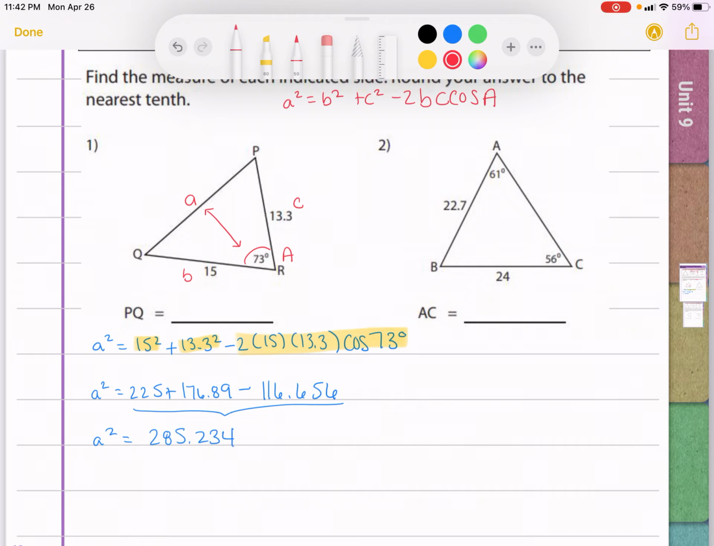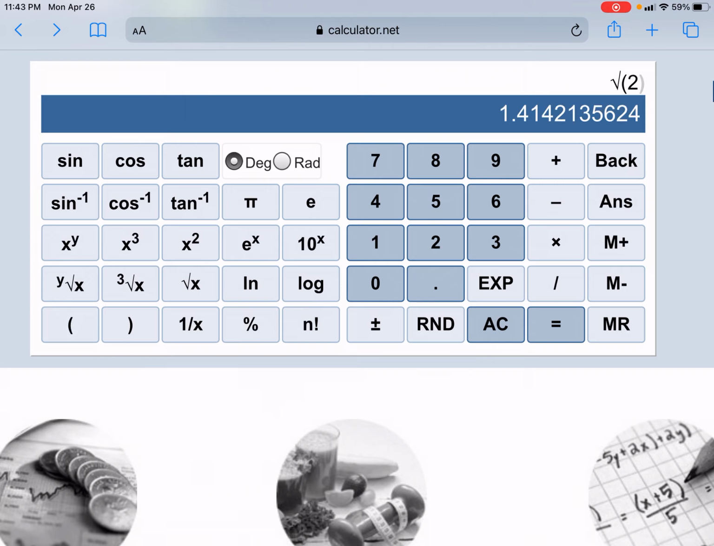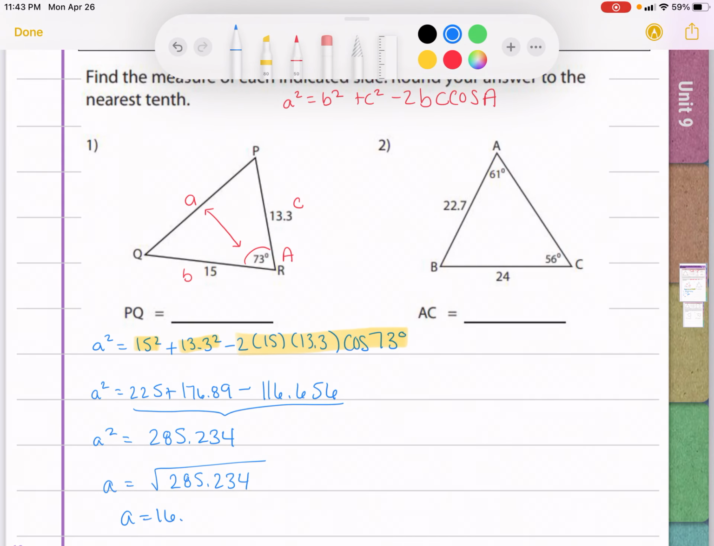Now we have one last step. Right now our equation is equal to a squared. We don't want it to be squared, so the opposite of squaring would be to square root it. So a is going to equal the square root of 285.234. So this comes out to about 16.9. I'm going to round to the nearest tenth since this is the final answer. So we go back to our picture. This side is now 16.9. Seems to make sense. It's close in size to those other sides.